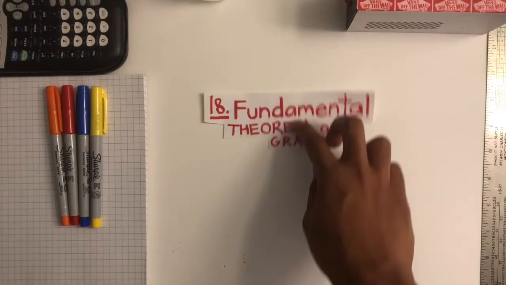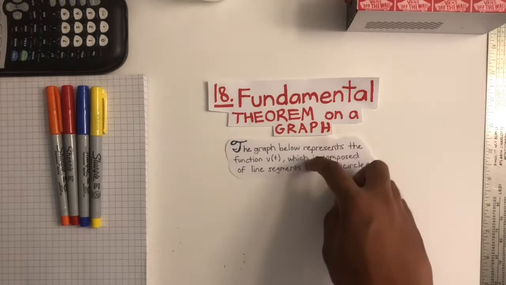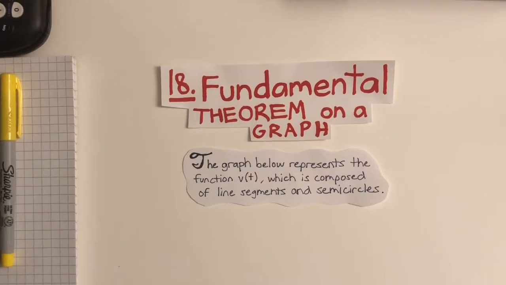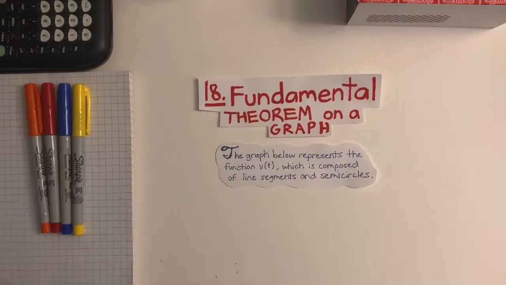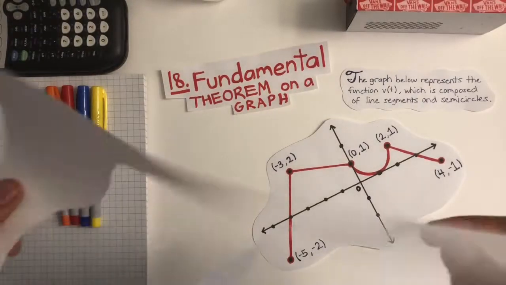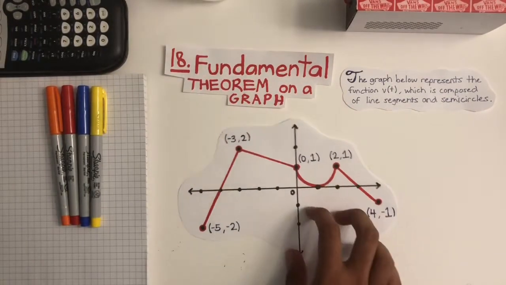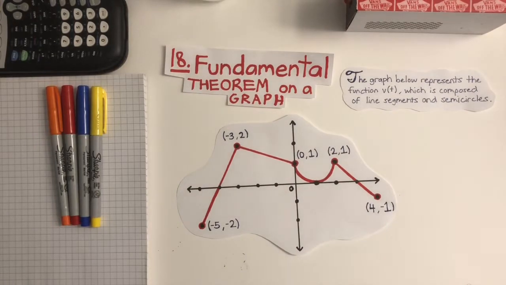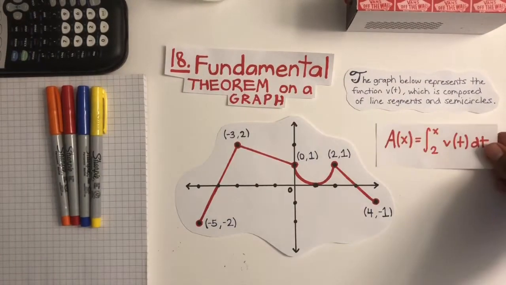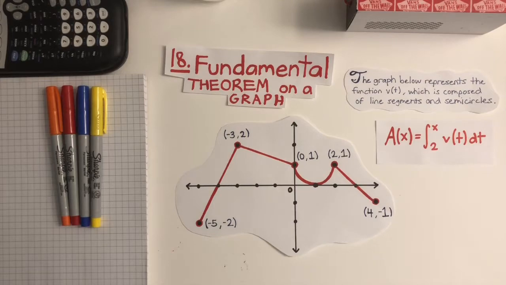Number 18, fundamental theorem on a graph. The graph below shows the function v of t, which is composed of line segments and semicircles. And here's the velocity graph we are given for the problem. For this, they're asking us to find the area from bounds 2 to any sort of value on the graph.